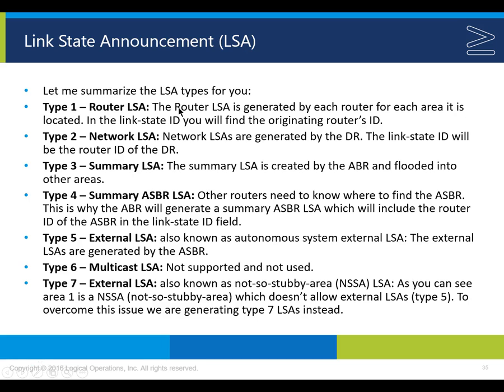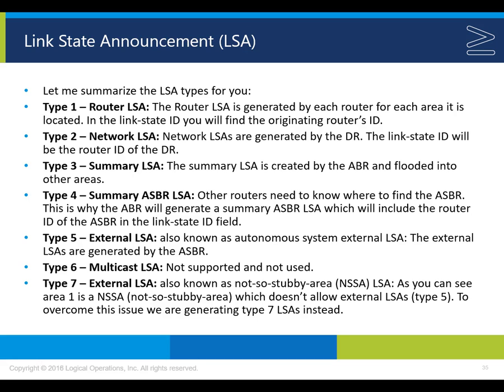These are the LSA types. Type 1 is generated by each router for each area it's located in. Type 2 is generated by the DR, the designated router. The link state ID is going to be the router ID of the DR, and again, the router ID is the highest loopback address, unless there is no loopback address, and then it will be the highest IP address that's on the device. Type 3 is a summary.